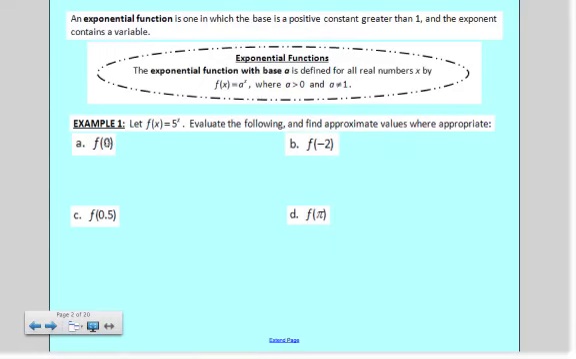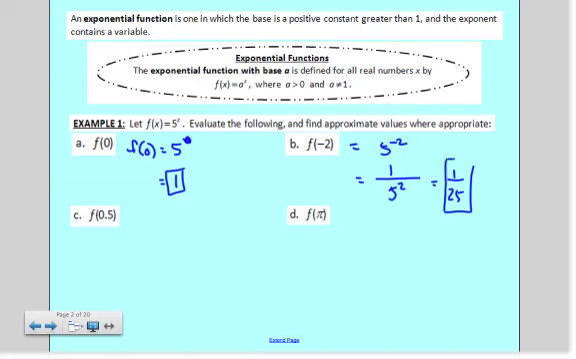Evaluate the following and find approximate values where appropriate. So f of 0, well, we know what that means. That means plug in 0 for x. So 5 to the 0, which is 1. Next, f of negative 2 equals 5 to the negative 2. What do negative exponents do? They make things negative, right? No. They put things in the denominator. So this is 1 over 5 squared, which is 1 over 25.